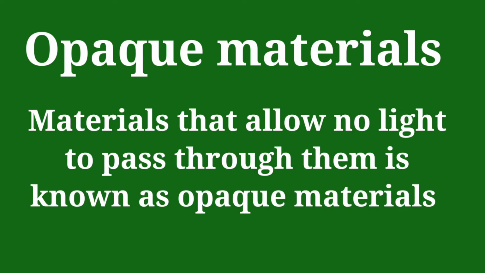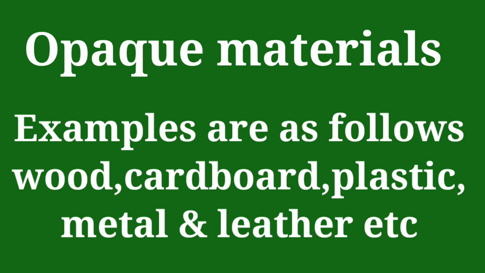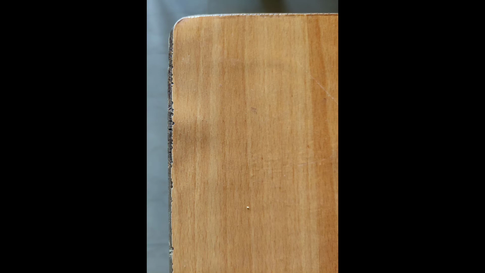Opaque materials definition: materials that allow no light to pass through them are known as opaque materials. Or we can say in this way also, the materials that do not let light pass through them are known as opaque materials. Examples of opaque materials are wood, cardboard, plastic, metal, and leather, etc. There are plenty. Most of the substances around us are opaque. Here is an example of an opaque material, a cardboard. Here is a whiteboard.